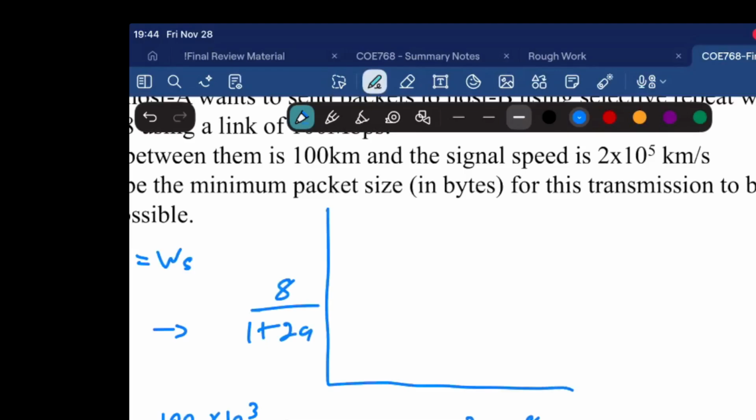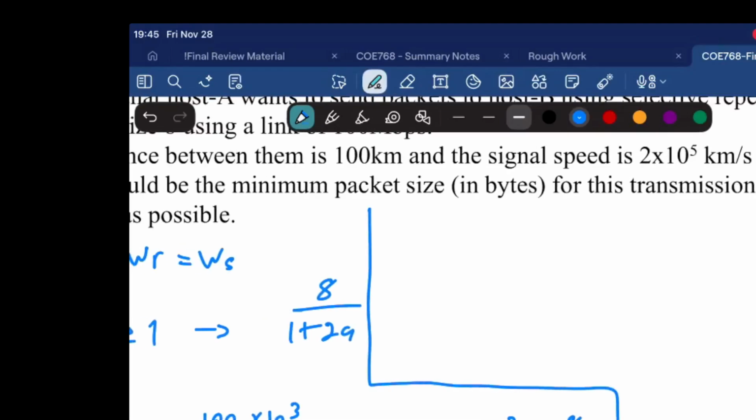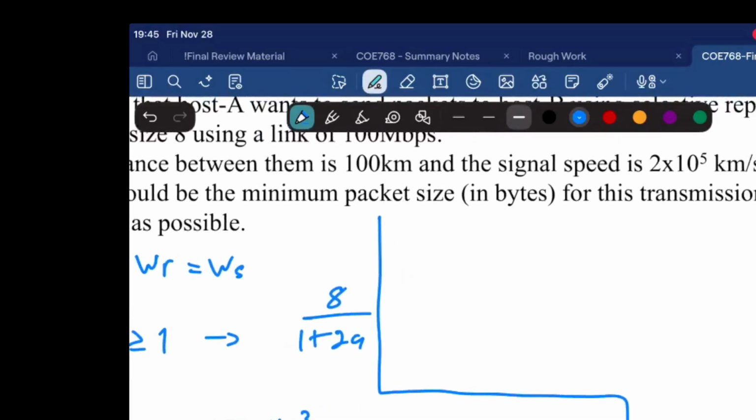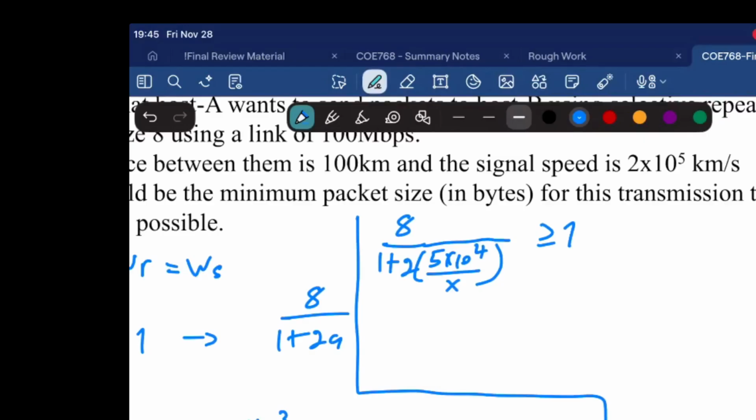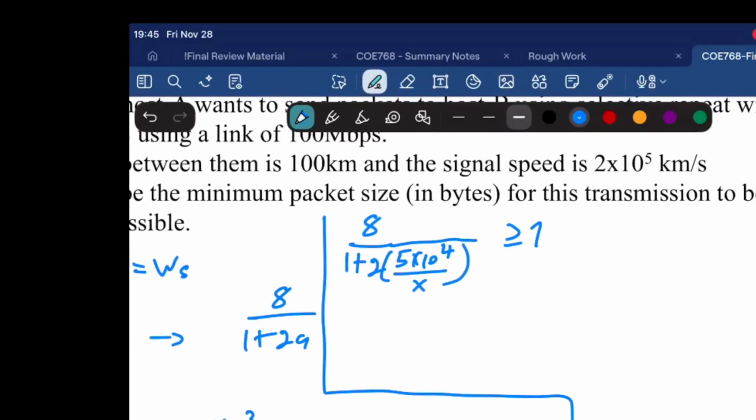So now moving back up, we have our missing variable. We have this equation that we'll set up now. 8 over 1 plus 2 times 5 times 10 to the power 4 over x, greater than or equal to 1. From here, multiply both sides. So 8 is greater than or equal to 1 plus, we'll multiply the 2 in, 10 times 10 to the power 4 over x.